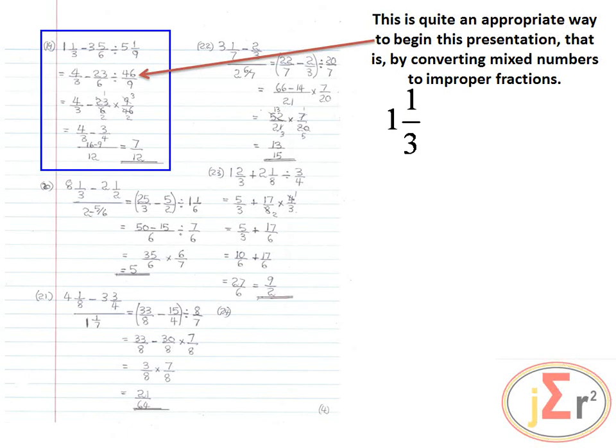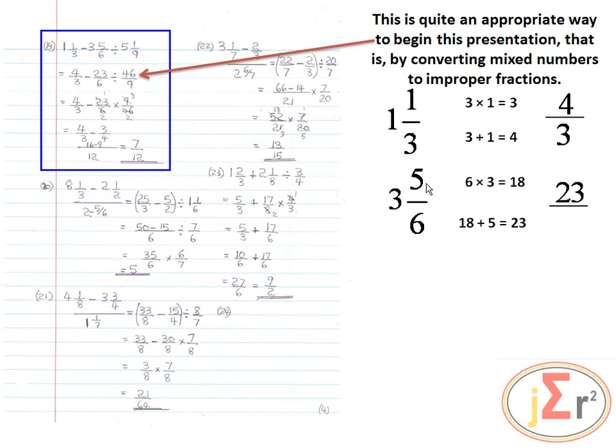So we have 3 ones, 3, and then 3 plus 1 is 4, and then we have the 4 as our new numerator, and the denominator will be the same. Moving on, we have 3 and 5 sixths. 6 threes, 18. 18 plus 5 is 23. 23 is the new numerator.